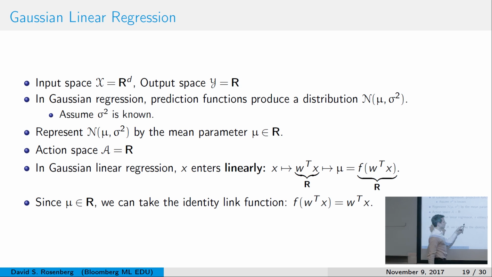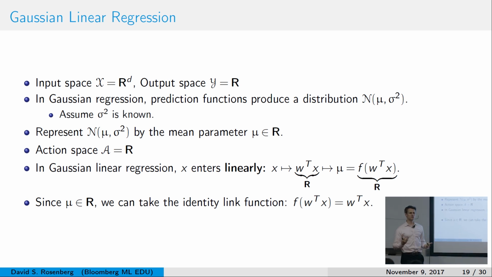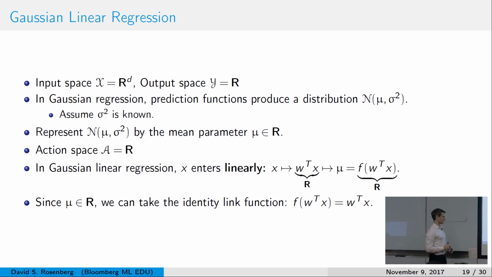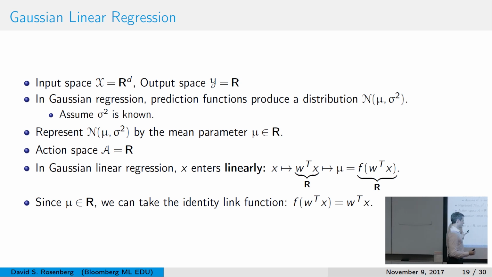And so when we do our linear score function W transpose X, we already have a real number, which is the domain we need for the parameter mu. So our transfer function could be just the identity, because W transpose X is already in the space that we need it to be in. We don't need f to be anything interesting. We could just have f of x equals x, which is what we'll take for now, the identity link function, or inverse link function.